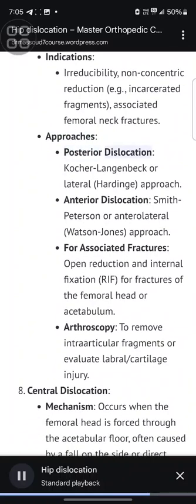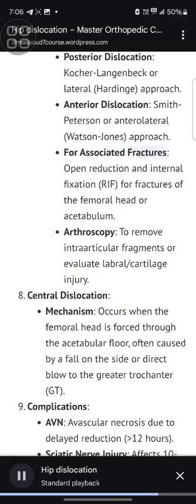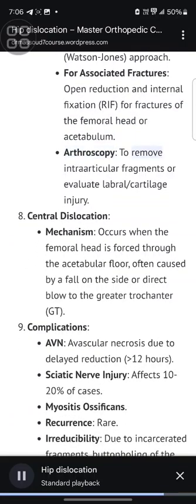Approaches. Posterior dislocation: Kocher-Langenbeck, lateral, or Hardinge approach. Anterior dislocation: Smith-Petersen or anterolateral, Watson-Jones, approach. For associated fractures, open reduction and internal fixation, ORIF, for fractures of the femoral head or acetabulum. Arthroscopy: to remove intra-articular fragments or evaluate labral, cartilage injury.